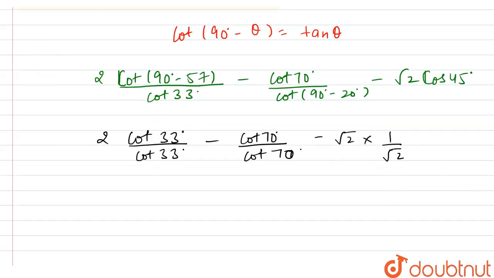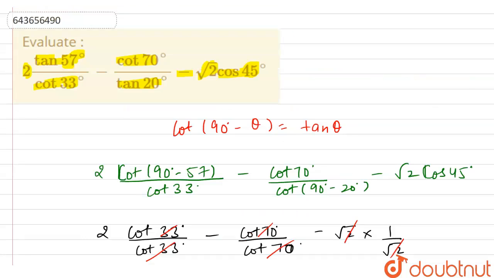Now here you can see that this cot 33 gets cancelled with this cot 33. This cot 70 gets cancelled with this cot 70. And we are having 2 minus 1. Here this root 2 gets cancelled with this root 2. So here it is 2 minus 2, which is equal to 0. So as the question says, to evaluate, we can write that this equals 0, and this is our final answer.